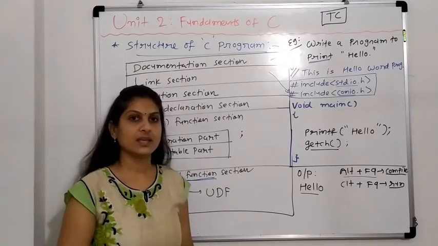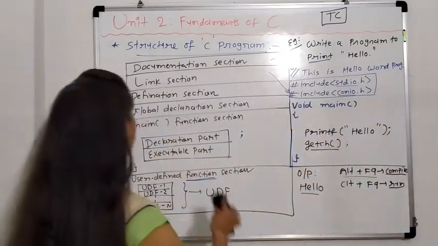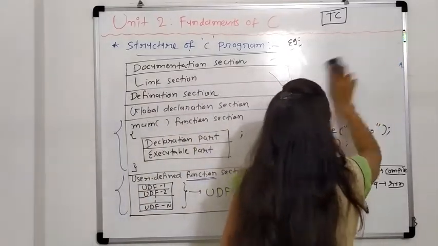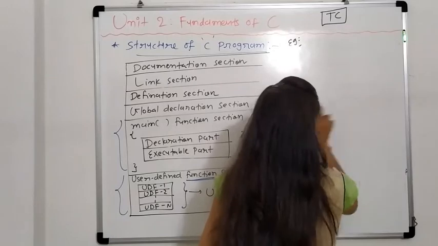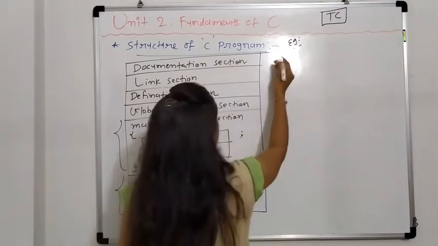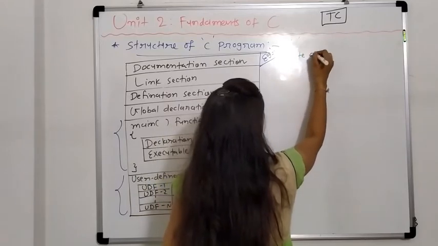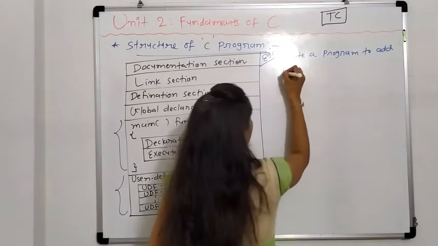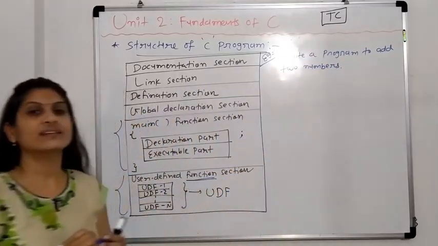Second, we are discussing the addition of two numbers. Clear? Second example is: write a program to add two numbers. Now how can we write this?